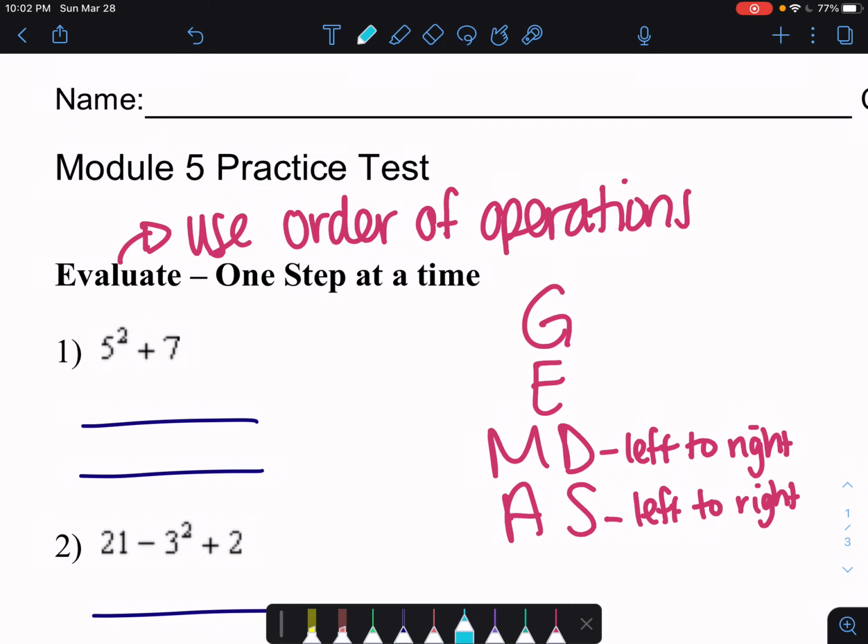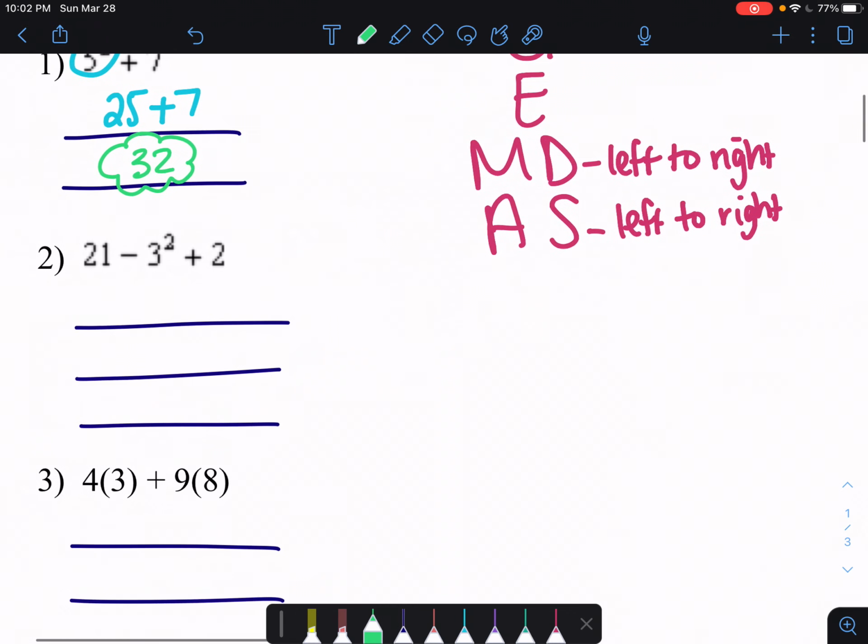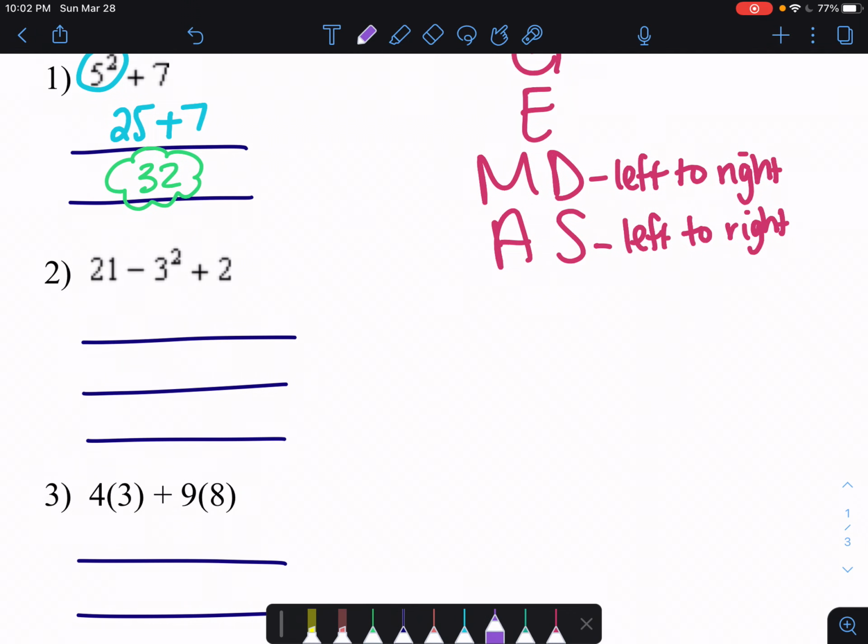So in number 1, I'm going to do 5 squared first. 5 squared is 25 plus 7, and then 25 plus 7 is 32. Number 2 says 21 minus 3 squared, so I'm going to do 3 squared first. So 21 minus 9 plus 2. Now I'm going to do 21 minus 9 because I'm going from left to right. So 21 minus 9 is going to be 12 plus 2, and 12 plus 2 is 14.